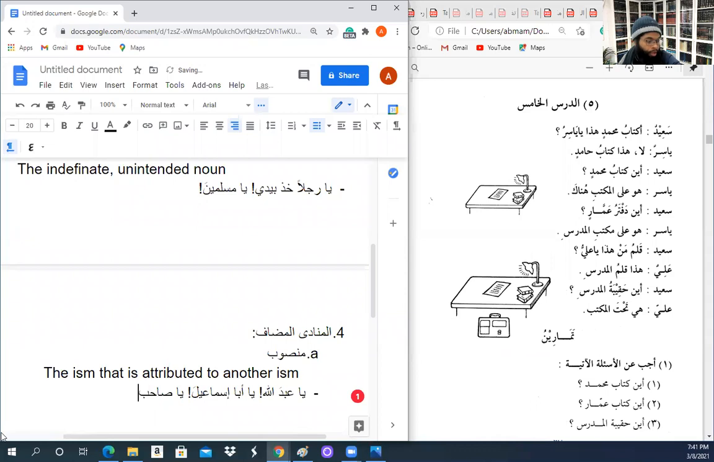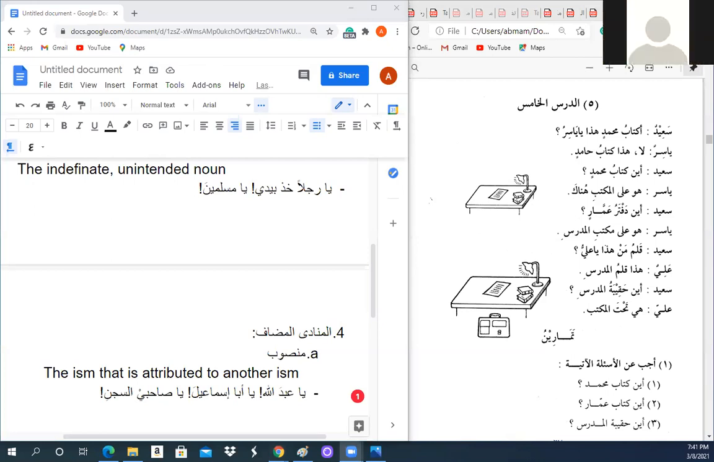Ya Sahibay, and this is in the Quran. Ya Sahibay. Right? So this is munada. Any questions on munada?